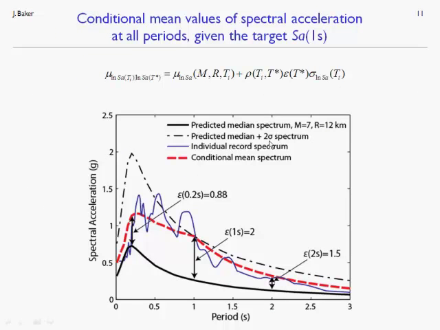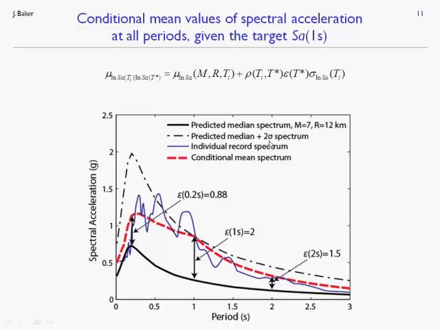Okay, so coming back over to our previous figure here, in black I've got that median spectrum, and those epsilon values we were just looking at are going to tell us how much larger or smaller we are than that median spectrum. So at 1 second, we said we were 2 standard deviations larger than the median, that epsilon of 2, that came from our deaggregation information. At 2 seconds, the epsilon value we said was going to be 0.75 times the epsilon at 1 second because of that correlation coefficient. So we'd have an epsilon of 1.5. And then over at 0.2 seconds, we have an epsilon of 0.88.